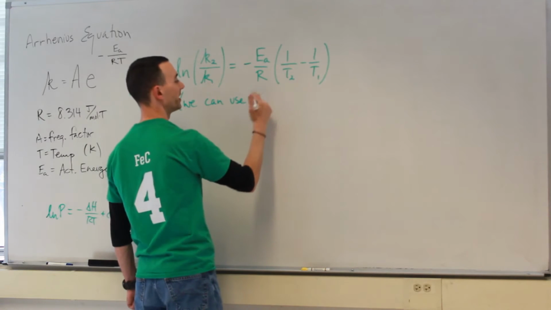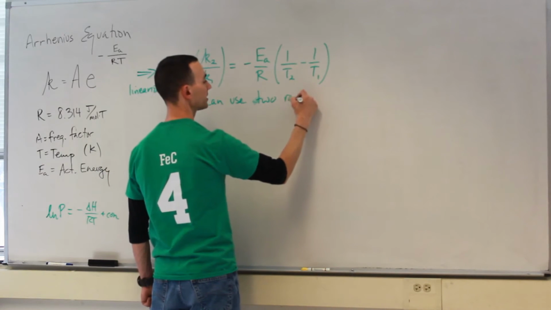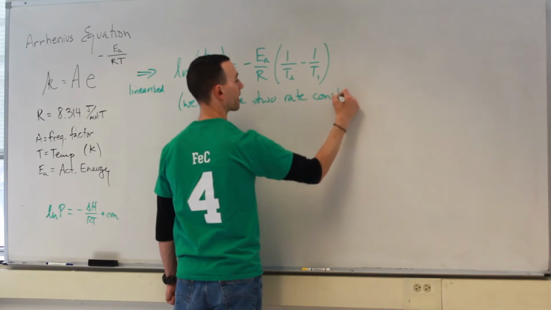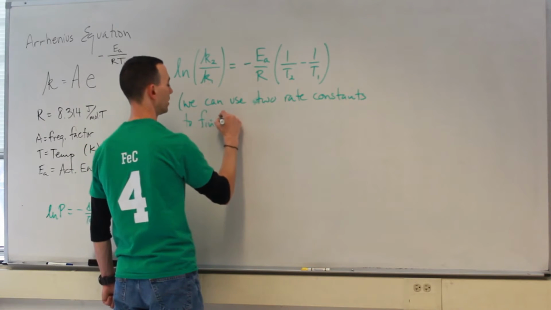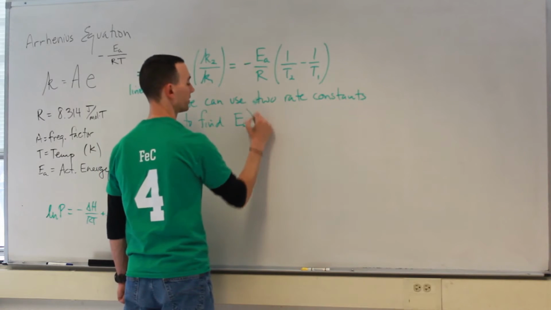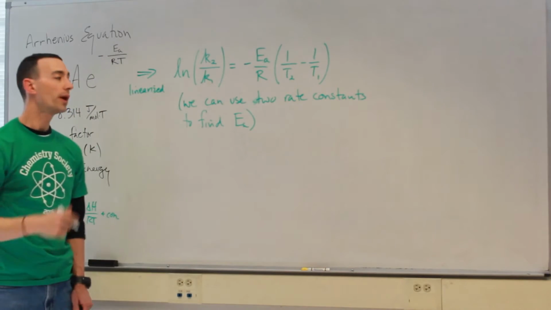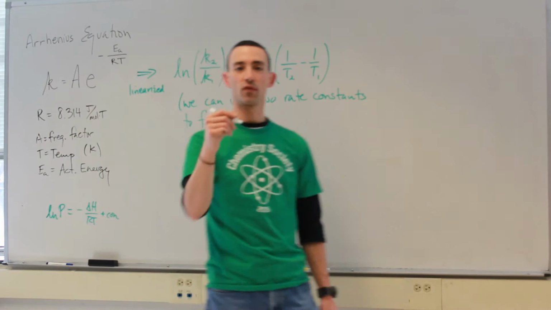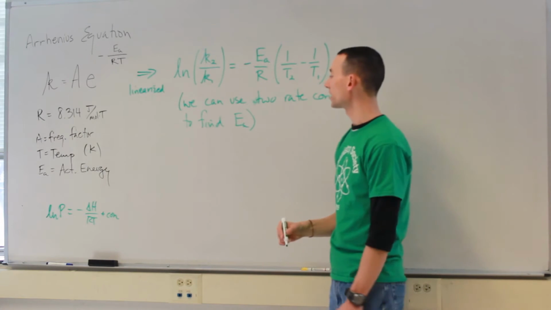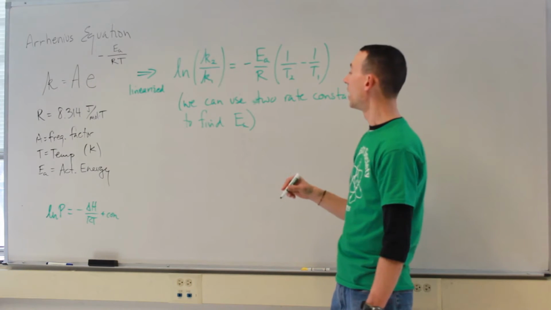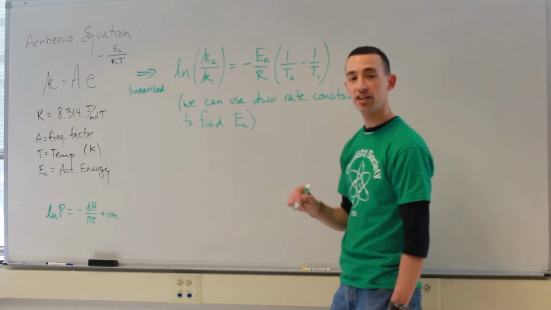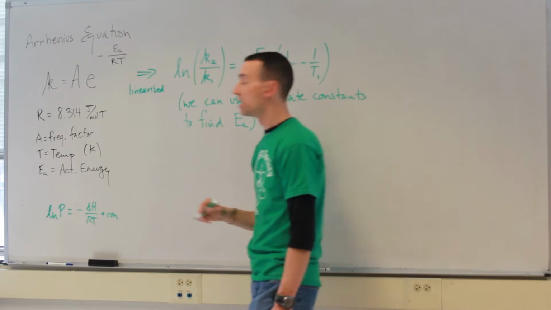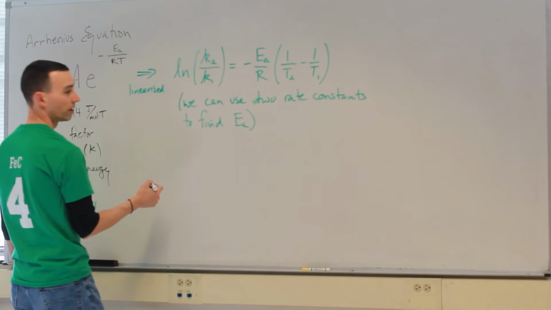we can use two rate constants to find the activation energy. So in lab, we actually generated several different rate constants, so you're working on that right now while I'm away, and you should be able to find the activation energy for the crystal violet reaction. So this is just for 2 points.